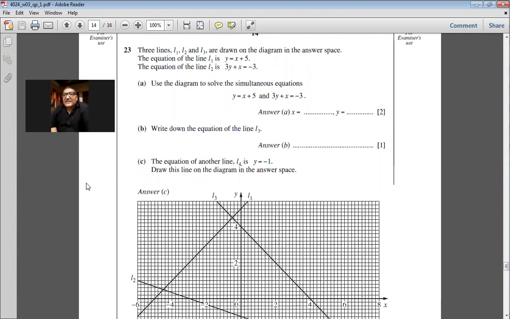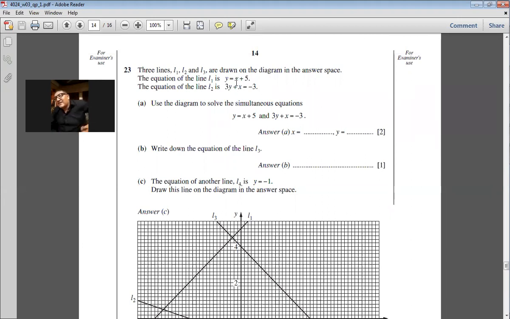3 lines, line 1, line 2, and line 3 are drawn on the diagram in the answer space. The equation of the line L1 is y equals x plus 5. If you pay attention to this line, the slope is 1 and its y-intercept is 5. So this is how I'm able to recognize which equation belongs to which line. Its slope is positive 1 and its y-intercept is 5.